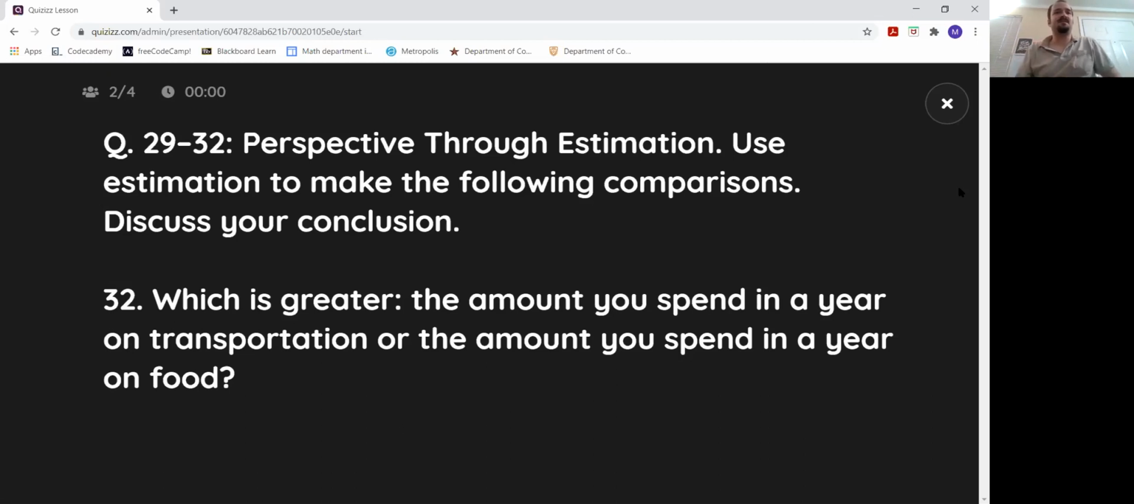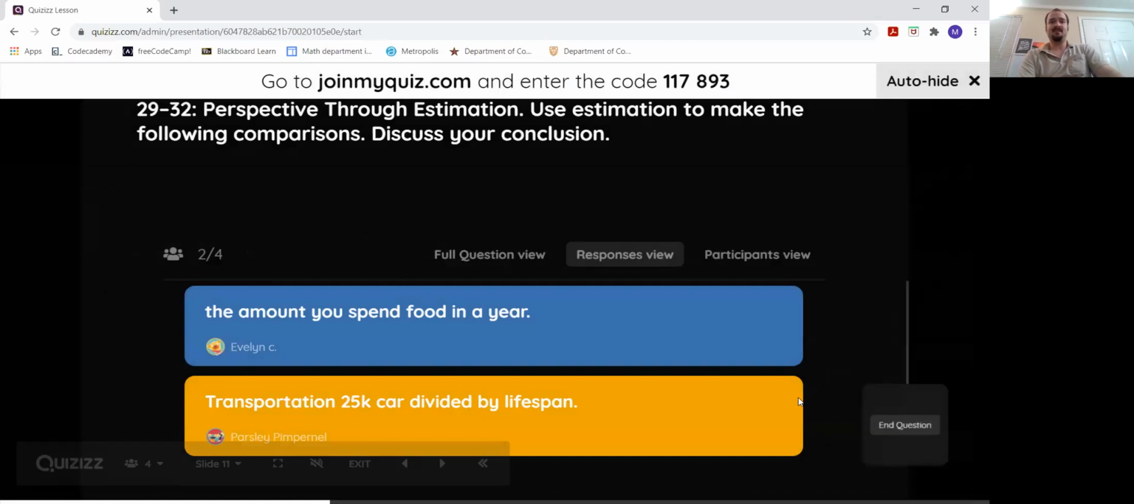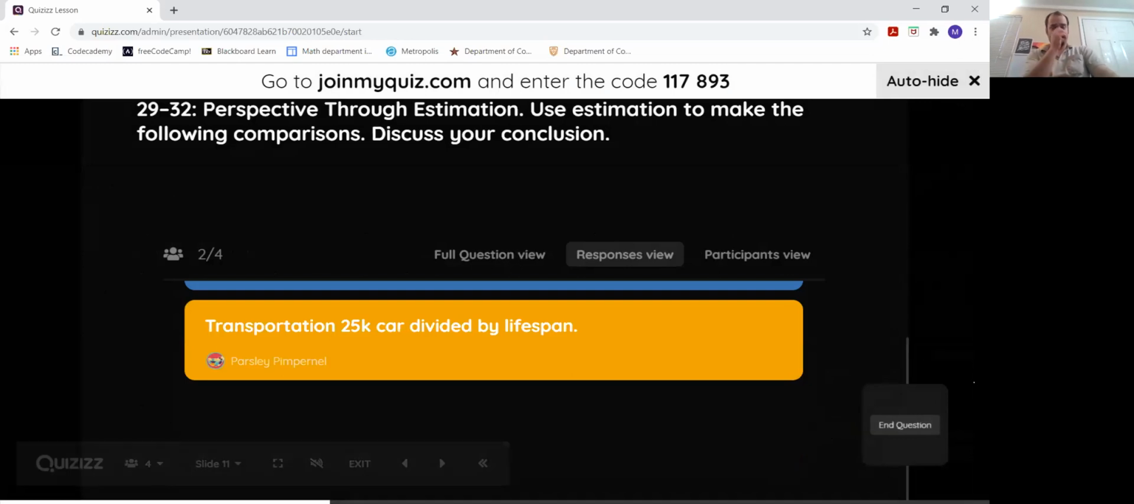This one is going to be something that's personal, like, I don't know. And maybe you don't even know. Just kind of guess. Which one do you think you spend more on? Transportation or food? It's all going to depend on how you transport yourself or how you eat, basically. I would say for me, probably transportation.